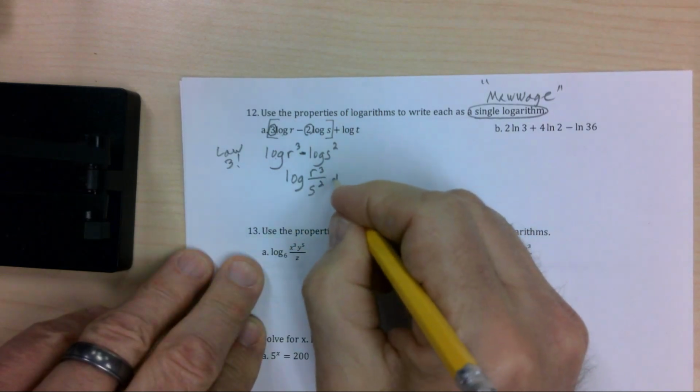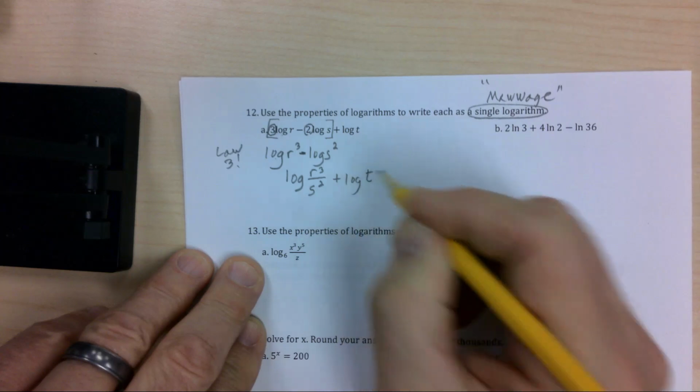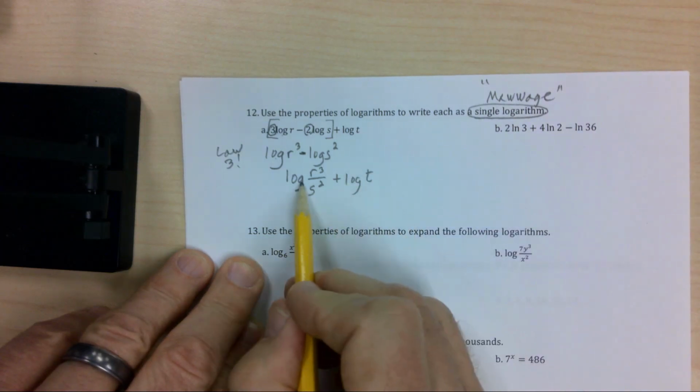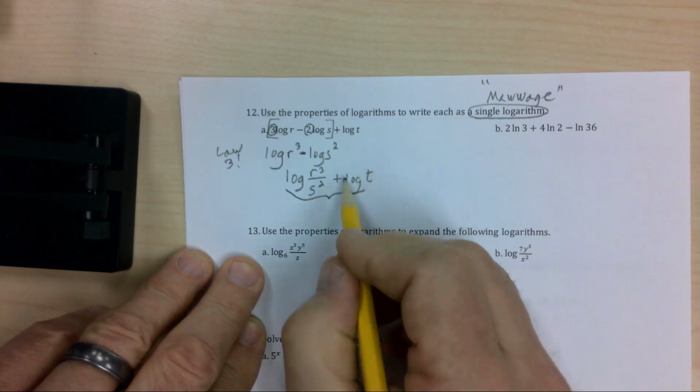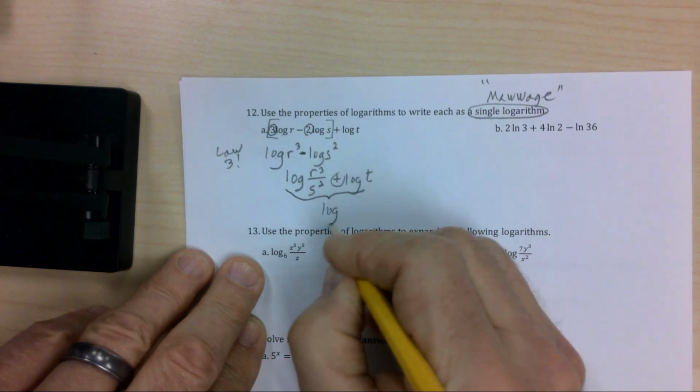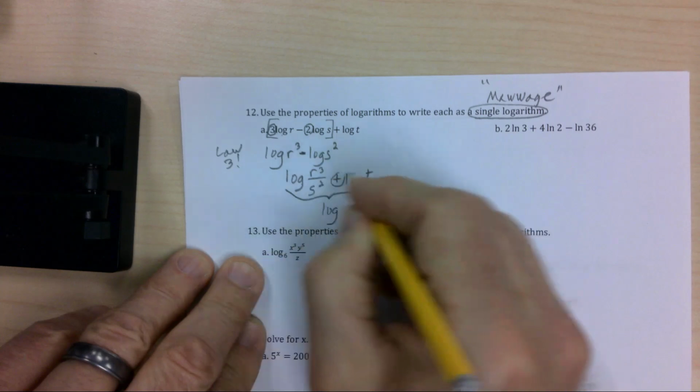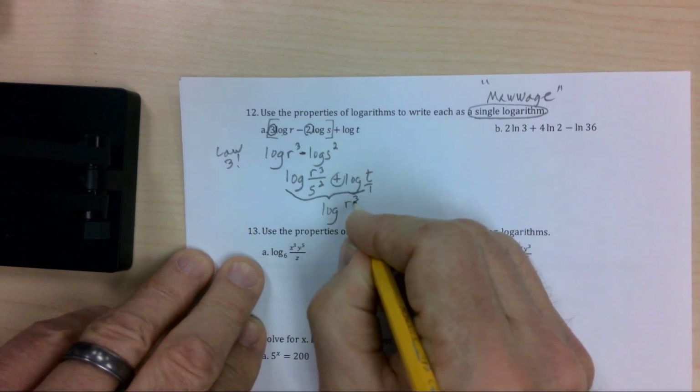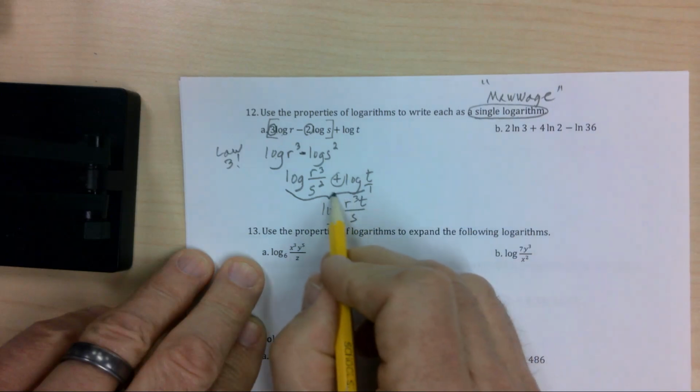Now we still have the plus log of t. So we have 2 logs, and the 2 shall become 1. Addition means multiplication, so that's actually t over 1. So if we multiply that together, we get r cubed t all over s. That will be our final answer.